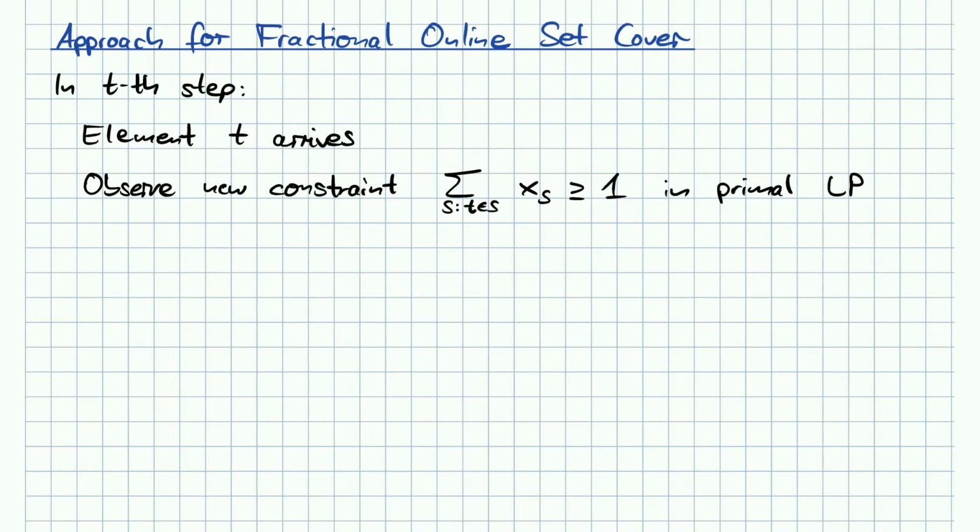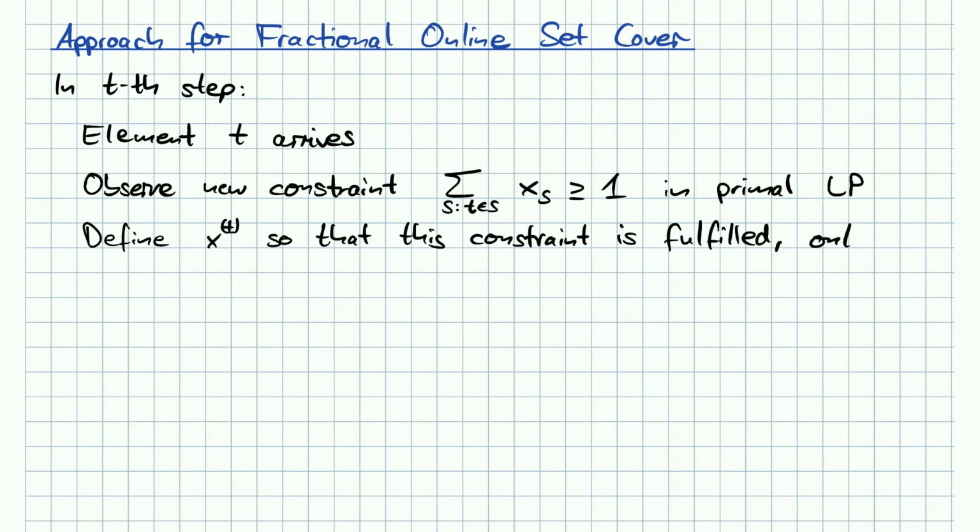And what we now do is we have to define x_t so that this constraint is fulfilled. And we are allowed to only increase from x_{t-1}. And we will set some y_t, which is a new variable in the dual LP.